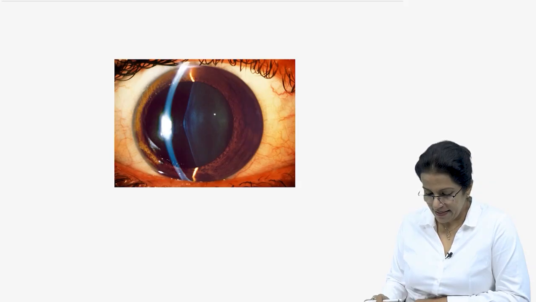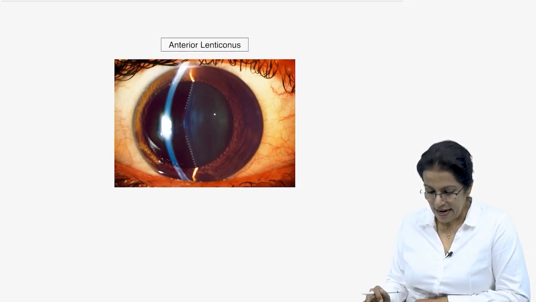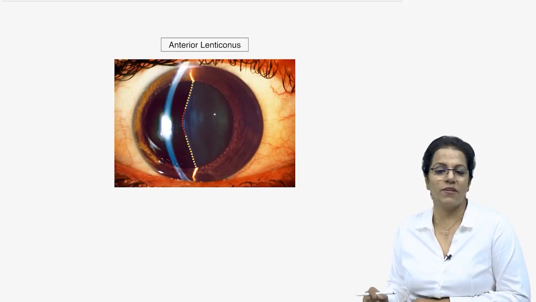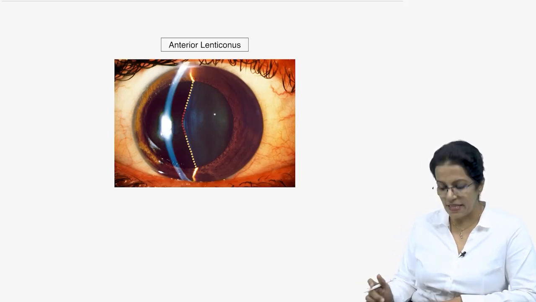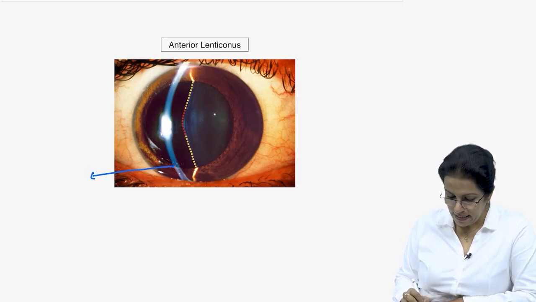Let's have a look at this one. This is your anterior lenticonus. Can you see this conical protrusion anterior? Why am I saying anteriorly? This is the corneal section, so naturally this is the anterior part. What are you looking at here?